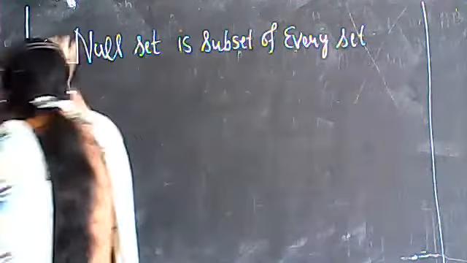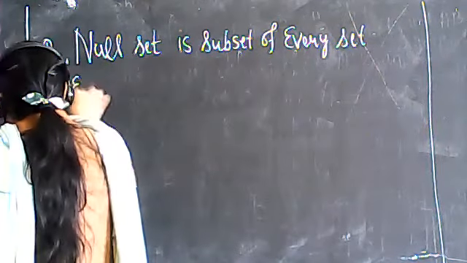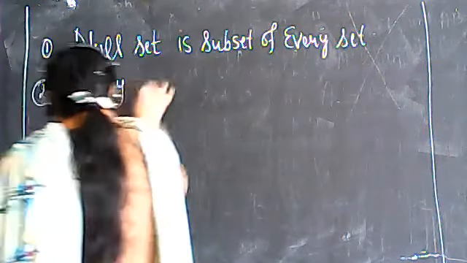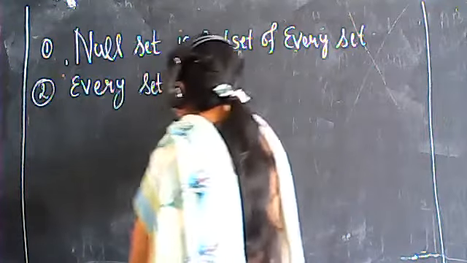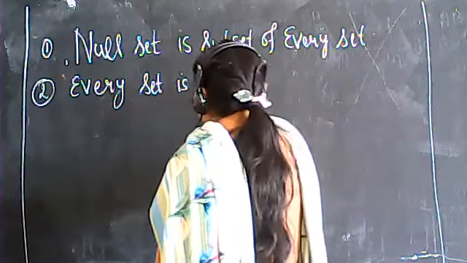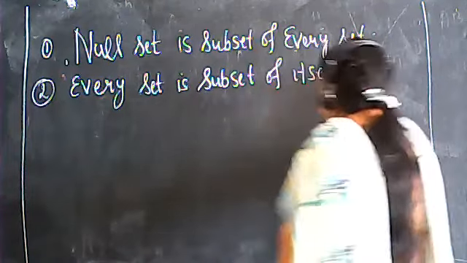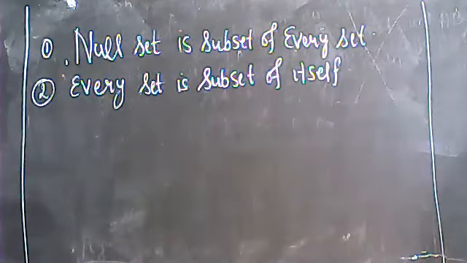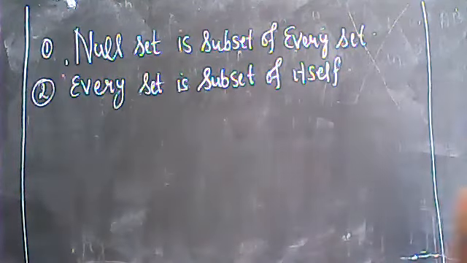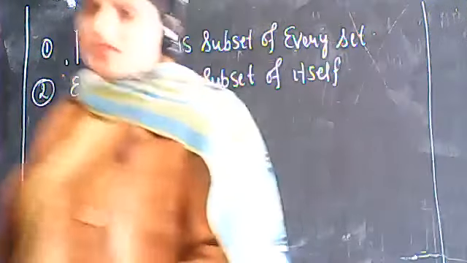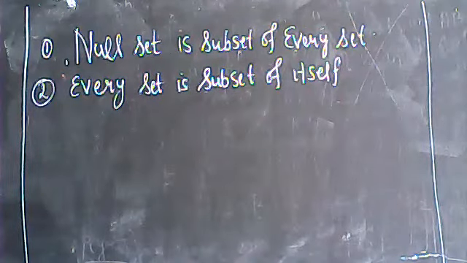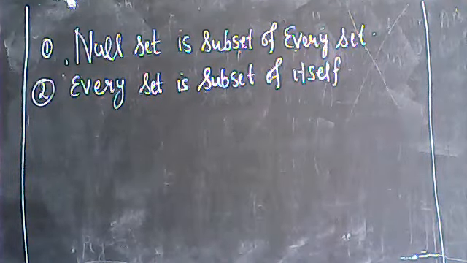And second result is every set is subset of itself. These 2 results are very important. The first is null set, that is phi. This is the subset of every set. And second result is every set is also subset of itself.